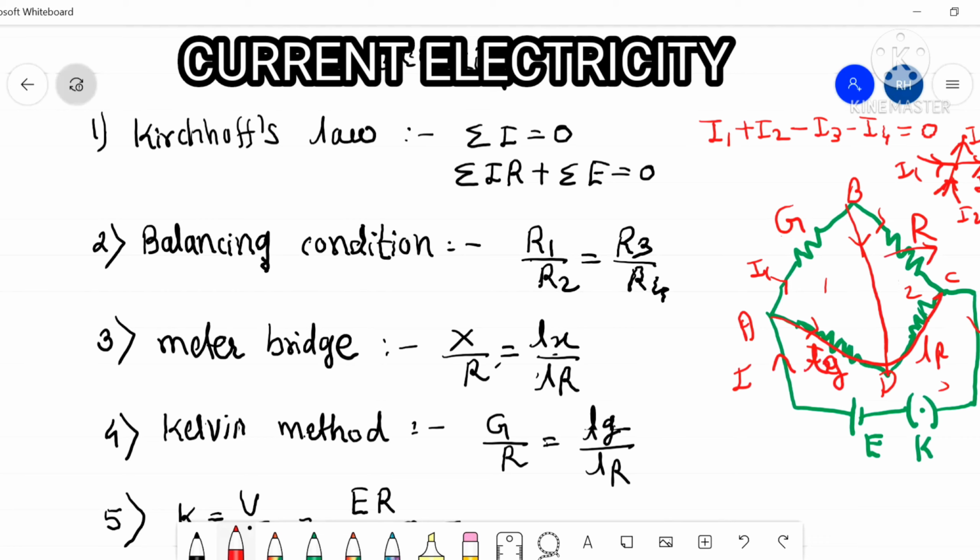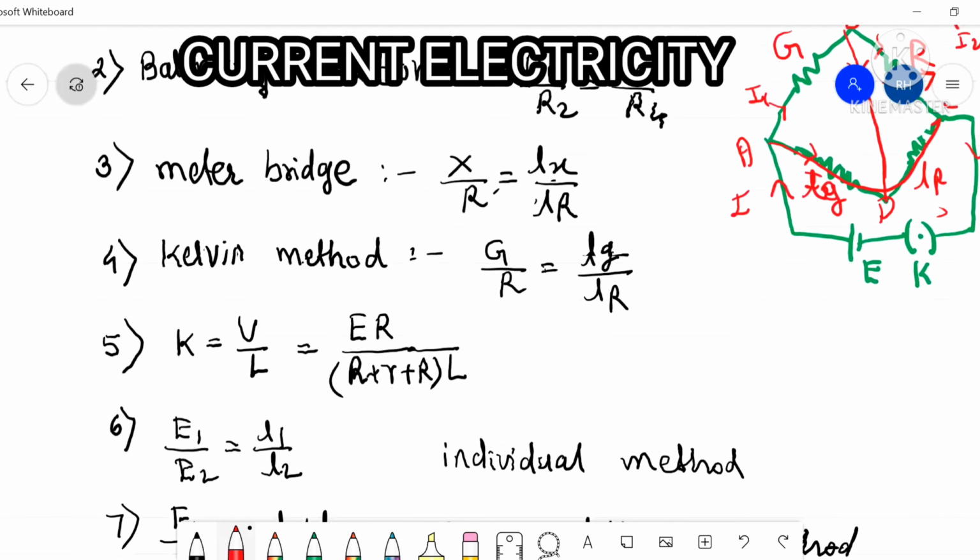Similar means the balance condition. What is the formula for the balance condition? R1 upon R2 is equal to R3 upon R4. The same in this diagram, you can write the upper side ratio, that is G upon R is equal to Lg upon Lr.